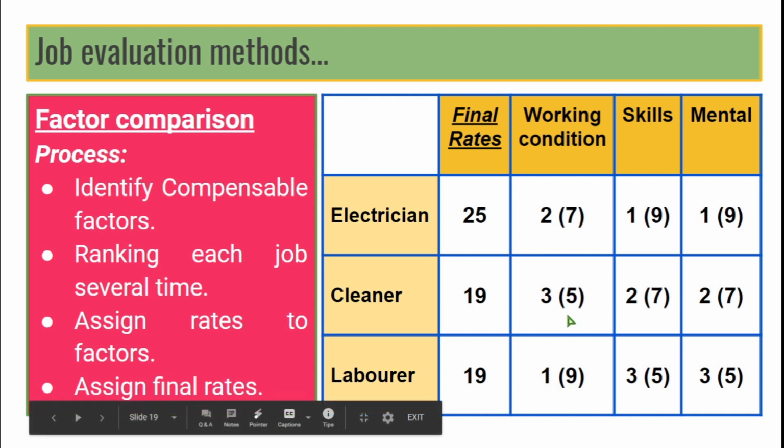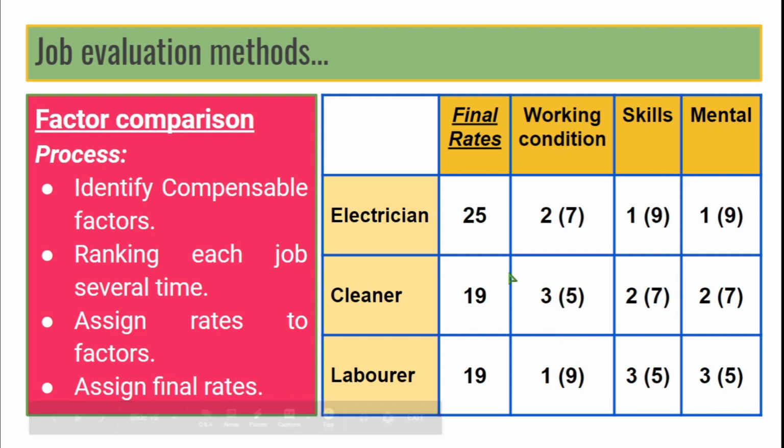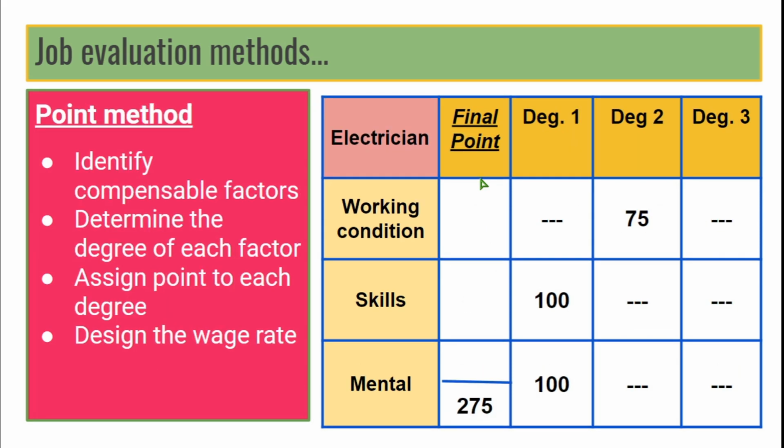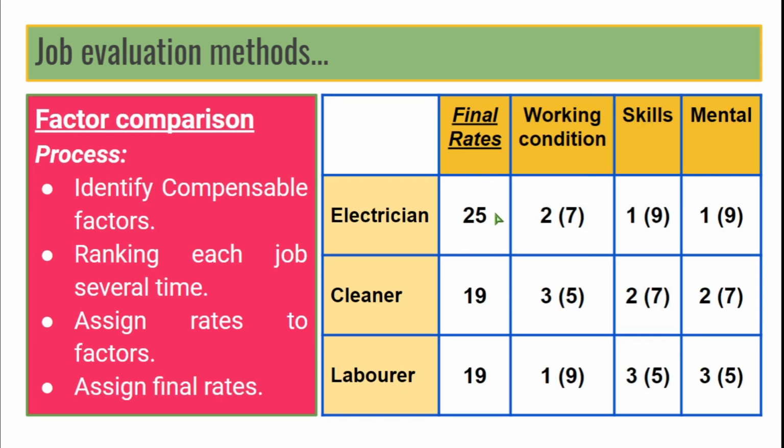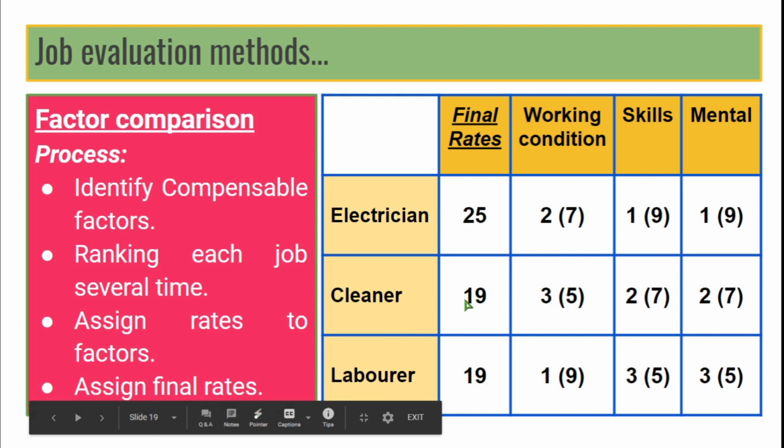Here, final rates do not exactly define the pay to be paid to the employee. However, it only represents who will be paid highest and who will be paid second highest, and so on. In our case, highest pay will be given to the electrician. However, cleaner and laborer shall be given equal pay but less than the electrician.